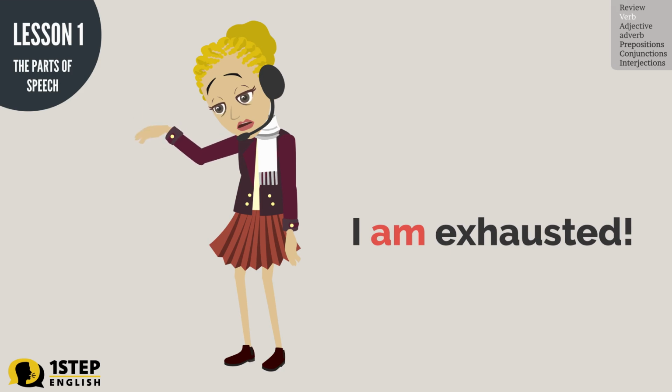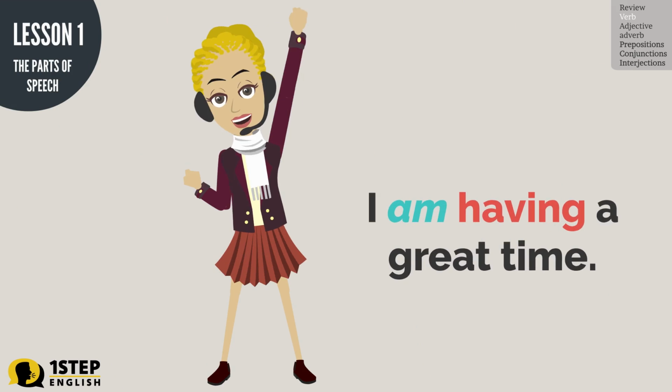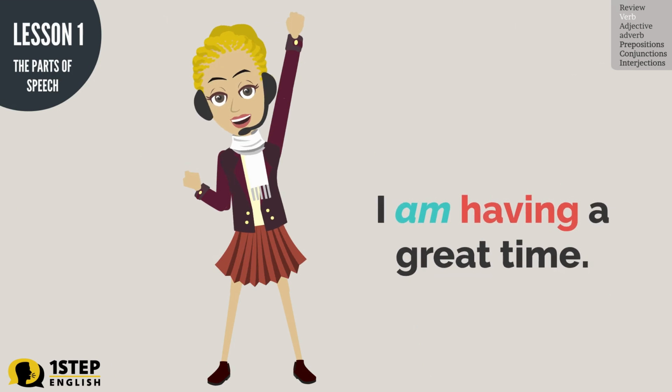In this example, the word am is functioning as the base verb of the sentence. I am exhausted. I am having a great time. In this sentence, the word am functions as a helping verb. The word having is the base verb of the sentence. I am having a great time.